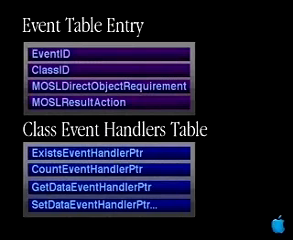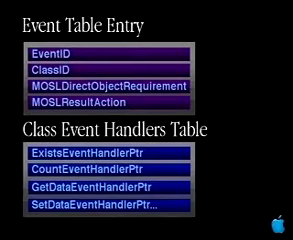So then there's an event table entry, and the event table is very straightforward. It's just the 4-character codes for the event and the event class, whether or not the direct object is required, and whether or not there's a result and what action to take on the result. And then in each class, there's a table for where the handler is for the exists event, the count event, the get data event, and the set data event.